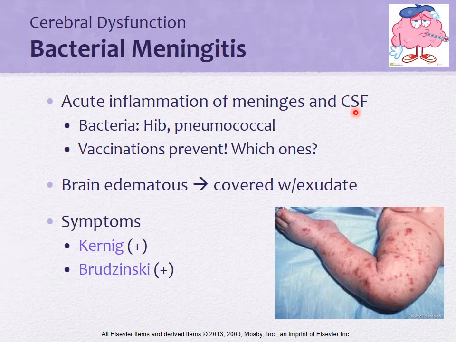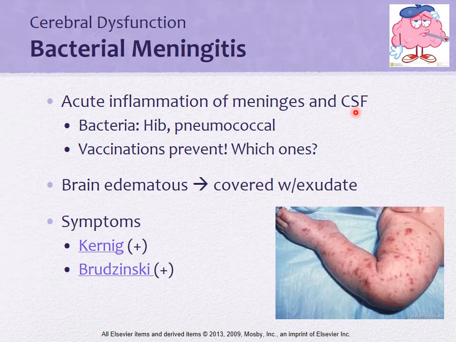Bacterial meningitis is the acute inflammation of the meninges and the cerebral spinal fluid. As far as the bacteria that causes this, the Hib bacteria or pneumococcal bacteria will be the culprit of the bacterial meningitis. So vaccinations prevent this. Which ones do you think prevent this? The ones that prevent from that bacteria. Your Hib vaccine and your PCV, which is the pneumococcal conjugate vaccine, are what they need. They get their first dose at 2 months old, and then they get it again at 4 and 6. So the Hib and pneumococcal or PCV vaccines, they need to be getting those at 2, 4, and 6 months.